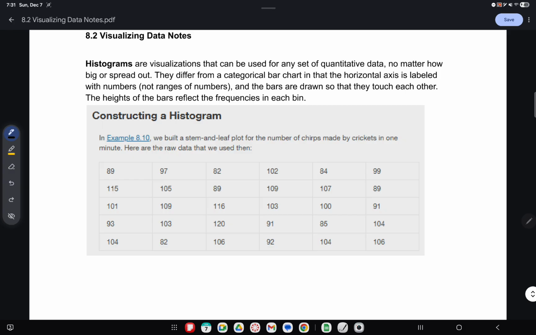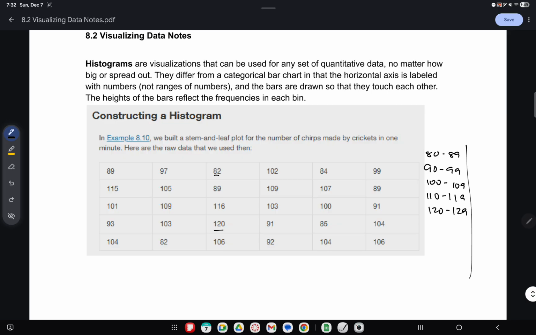What are the values? So what's the smallest? I see 84, 82. 82 might be the smallest. And then the highest is at 120. Or is there one larger than that? Okay, so then maybe we could do bins like 80 to 89, 90 to 99, 100 to 109, 110 to 119, and then 120 to 129.